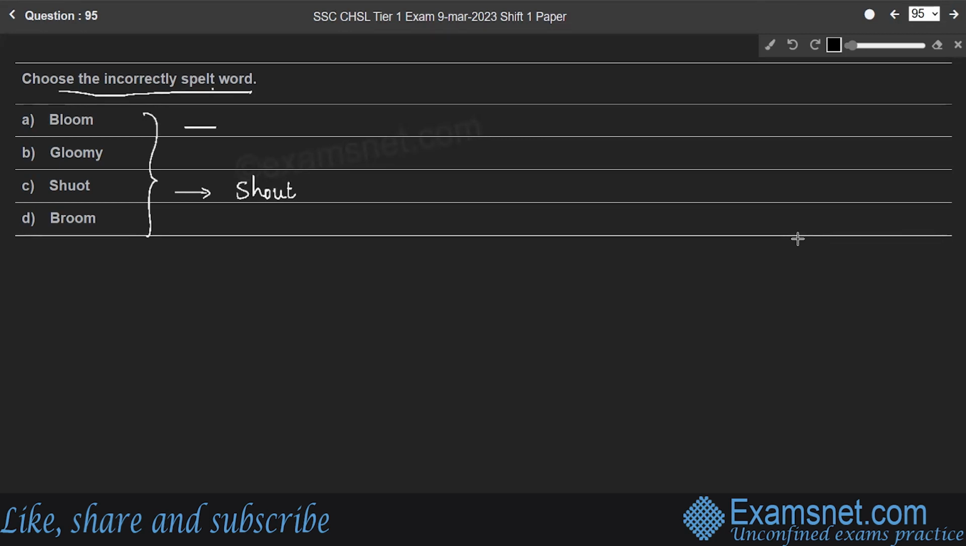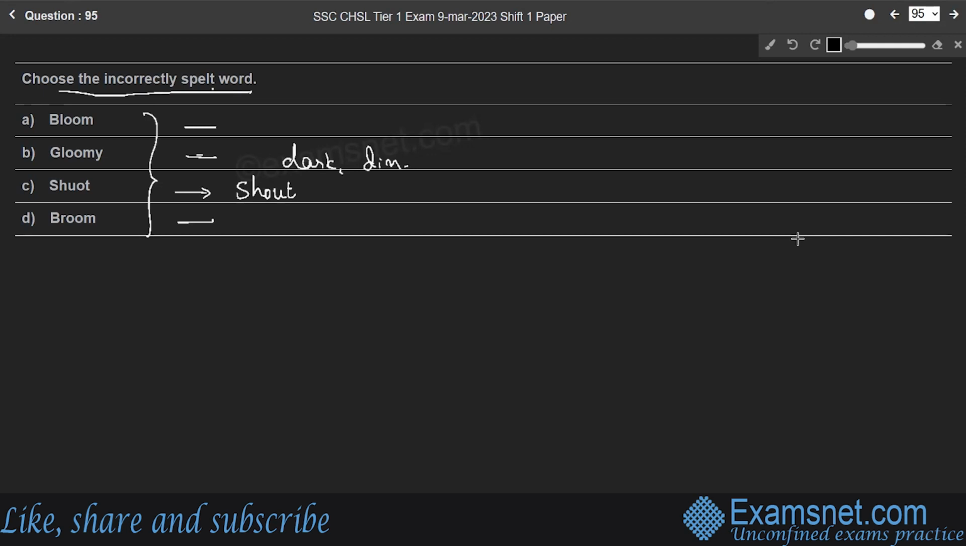So it is spelled correctly. It means to produce flowers or to come into full development. For example, the flowers in the garden are starting to bloom, right? Which is correct here. Whereas gloomy means dark, dim or depressing. For example, the weather outside is gloomy or overcast, whereas option D, broom. So it is a cleaning tool used to sweep floors. For example, I need to grab the broom and sweep the dirt on the kitchen floor.